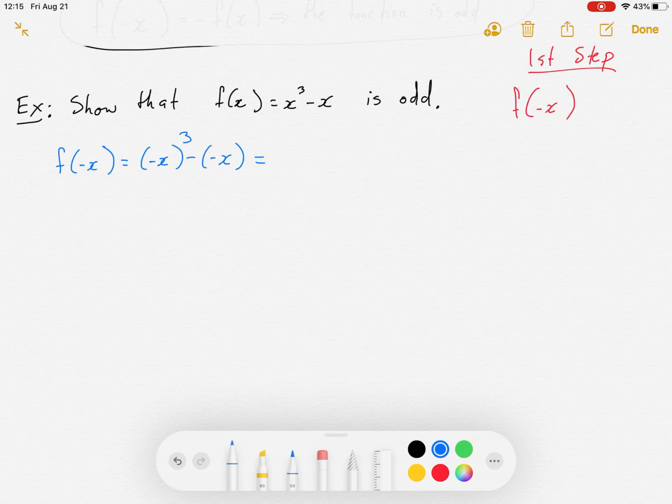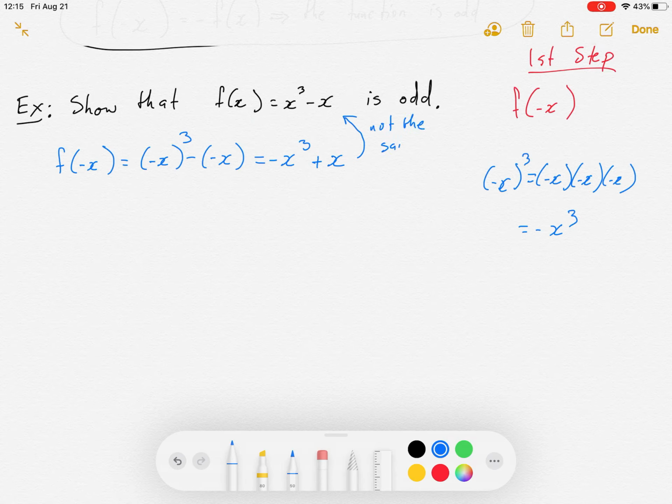Negative x cubed is equivalent to, let's make a note on the side here, negative x times itself 3 times. And so that actually comes out to negative x cubed in this format. So I'll replace that one. If I subtract negative x, that turns into a positive x. Notice this is not the same as the original. So we can immediately conclude that this is not even.